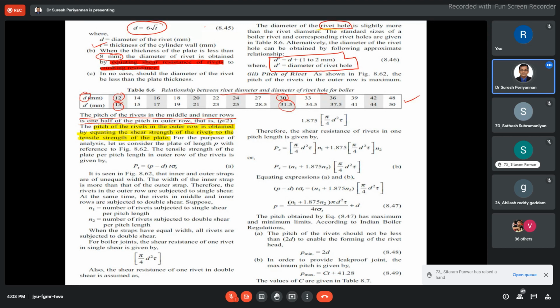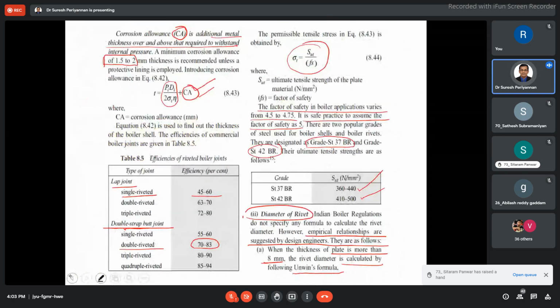Now let us consider the pitch P as a reference. What is the tensile strength of the plate per pitch? Now we are considering only one rivet per pitch. Sorry, two rivets, exactly as in the problem we discussed earlier.